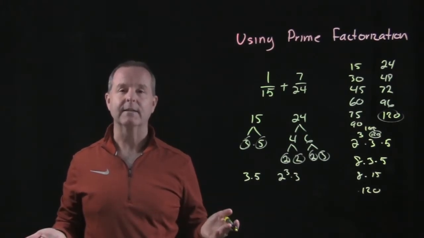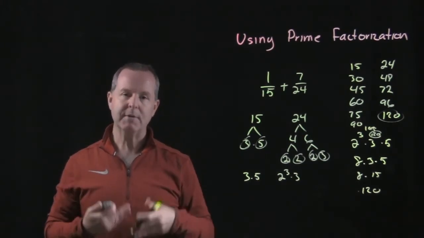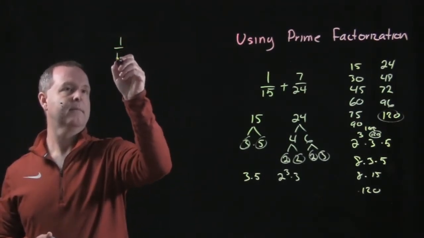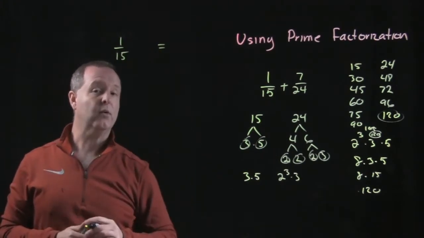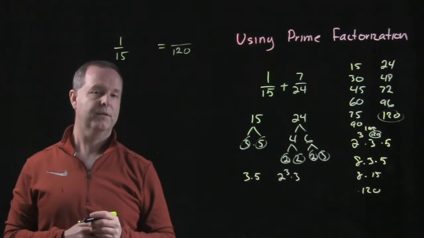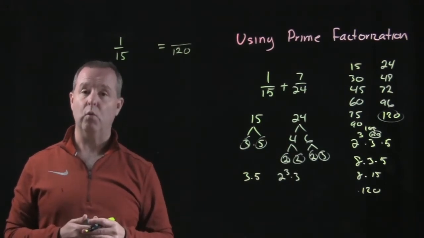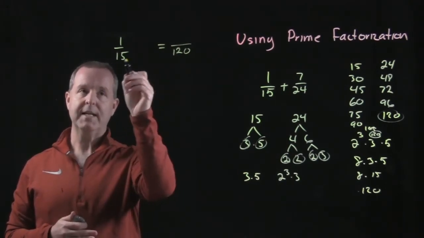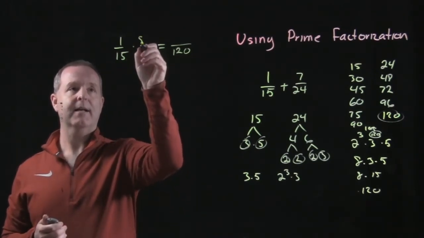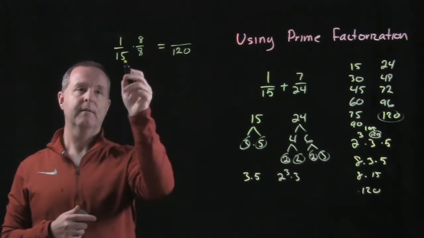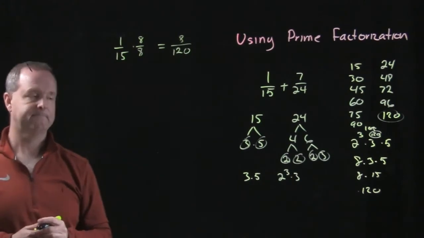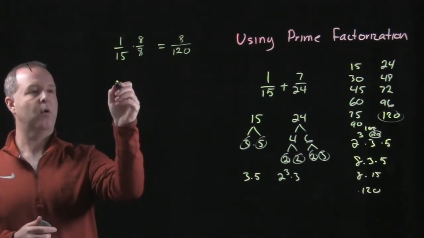What do we do with that? Remember, we use that to help us find an equivalent expression. So 1/15. I know I need to create an equivalent expression that's over 120. So what's the clever version of 1 I'm going to use? 15 times what makes 120? 8 does. So I'm going to turn that into a clever version of 1. 15 times 8 is 120. 1 times 8 is 8. And then 7/24.